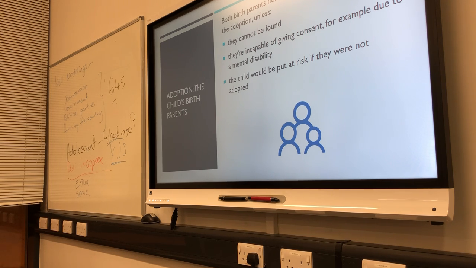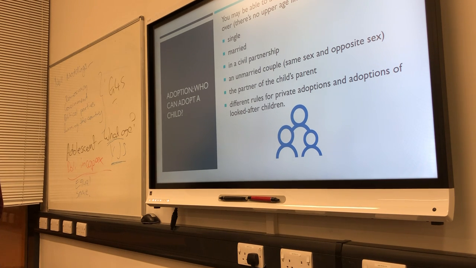The child's birth parents normally have to agree to the adoption, unless they cannot be found, or they're incapable of giving consent, or the child would be put at risk if they were not adopted. So there are exceptions to the rule of parental consent. Who can adopt? Single, married, civil partnership, married couple, partner, child, parent. There are different rules for private adoption and adoptions of looked after children. That's a different rule altogether.